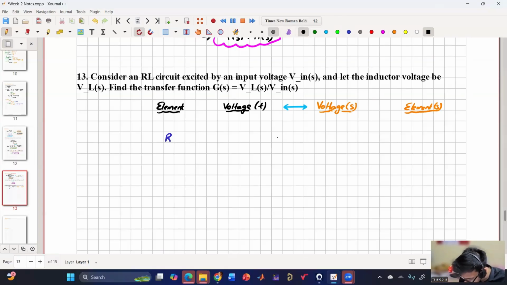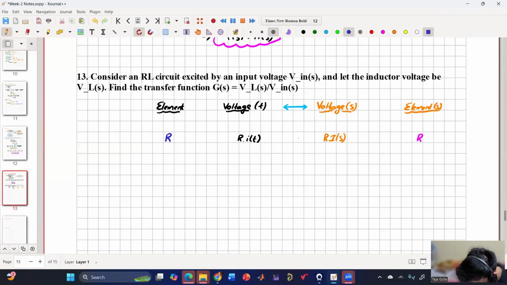So voltage in the resistor R for current I is R into I of t. R into I of t. Yes, R into I of t. So now if I apply Laplace transform, I will get R into I of S. So if I remove I of S, the element will still remain as R. Whereas in the case of capacitor and inductor, there will be a change.